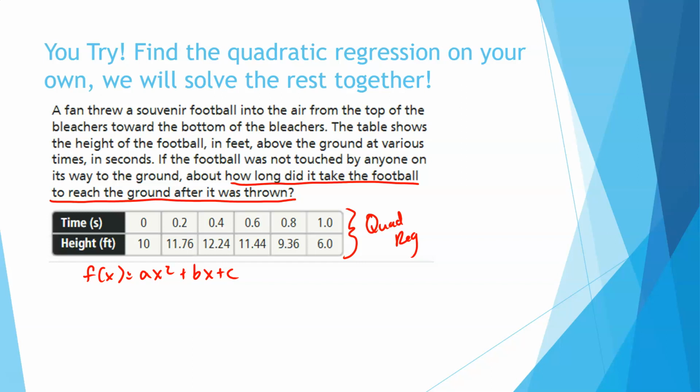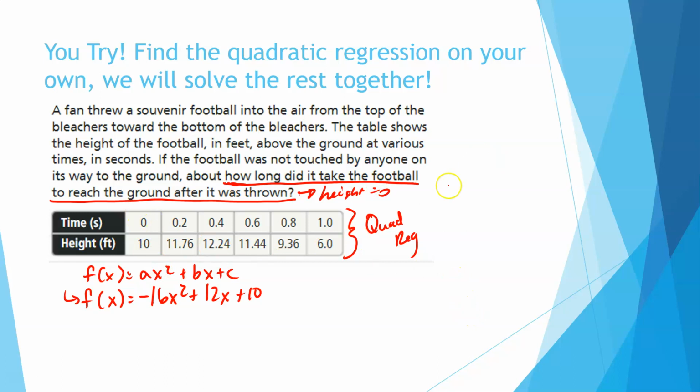Okay, so hopefully the regression that you found was f of x equals negative 16x squared plus 12x plus 10. Okay, so that's the regression you should have found by following those steps. At the end of the video, I'll go in and show you how you get that. But in the meantime, for those of you who got that right, we want to talk about how we would figure out how long it takes for the football to reach the ground. Remember, that would be when the height equals 0.